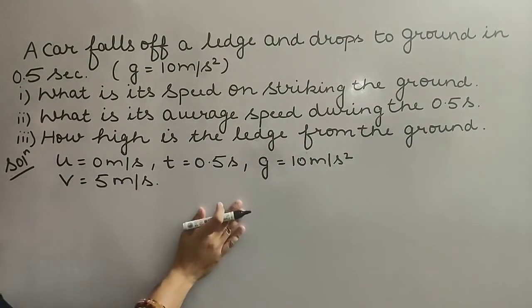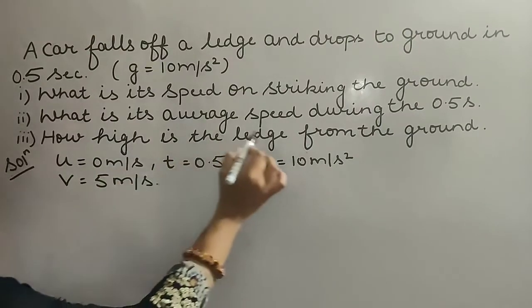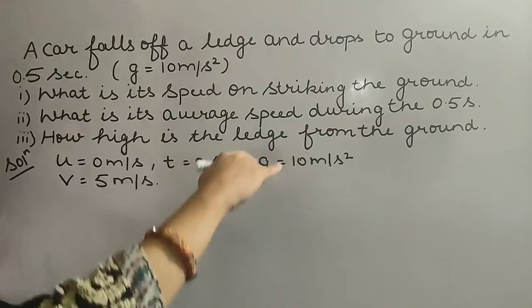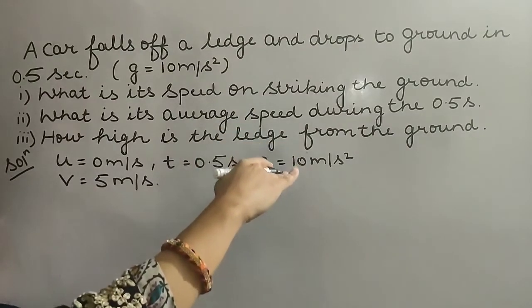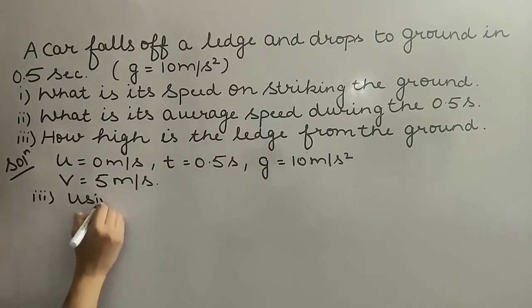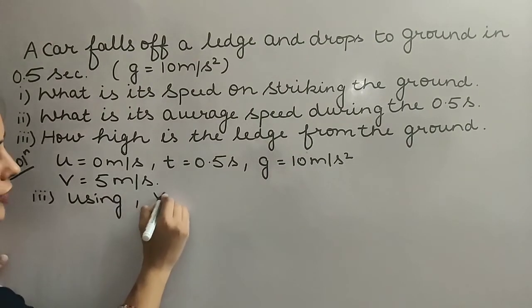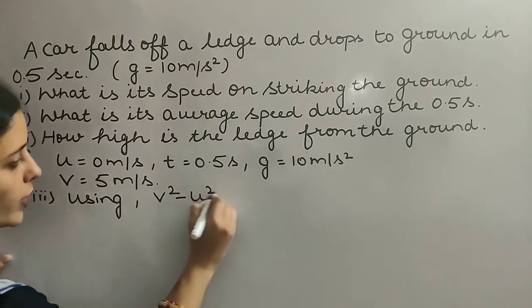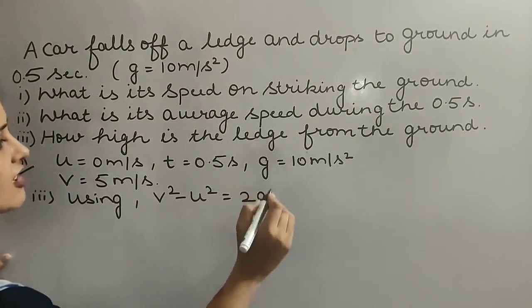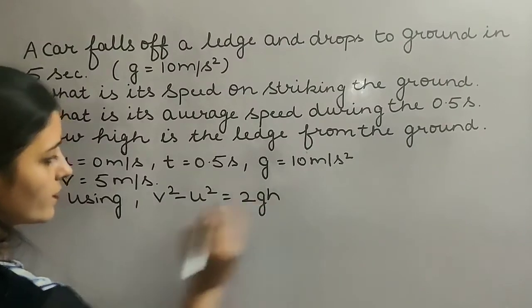See the third part: How high is the ledge from the ground? That means you have to find the height of the ledge from the ground. So using the third equation of motion, v square minus u square is equal to 2gs. You can replace s by h.